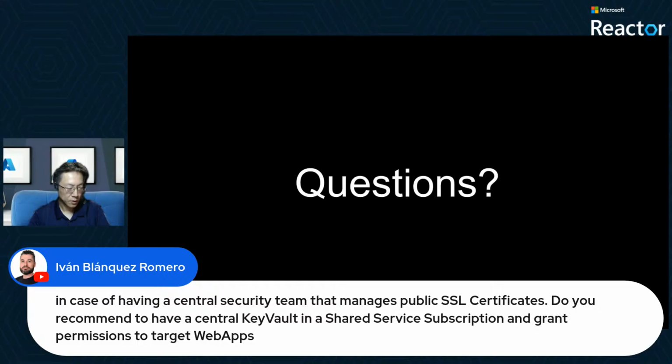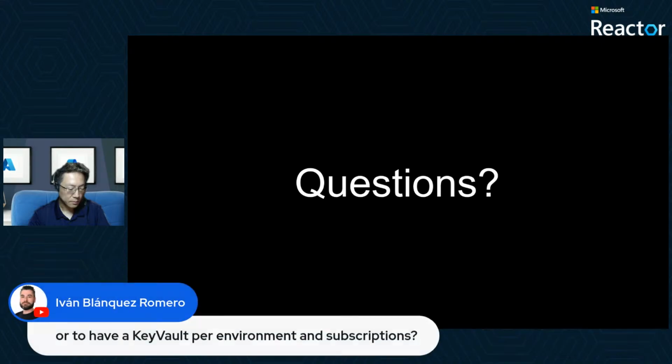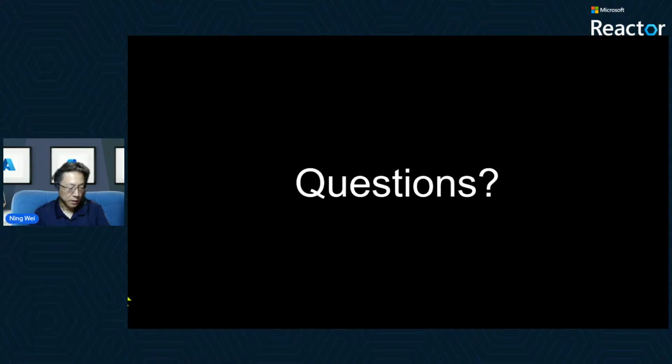We'll have a key vault per environment. The central security team manages the public SSL certificates. Right, so when we look at the best practices point of view for the key vault, I was talking about the separation of concern. The separation of concern is mainly from the application, from the user, from the policy point of view, from the certificate point of view.